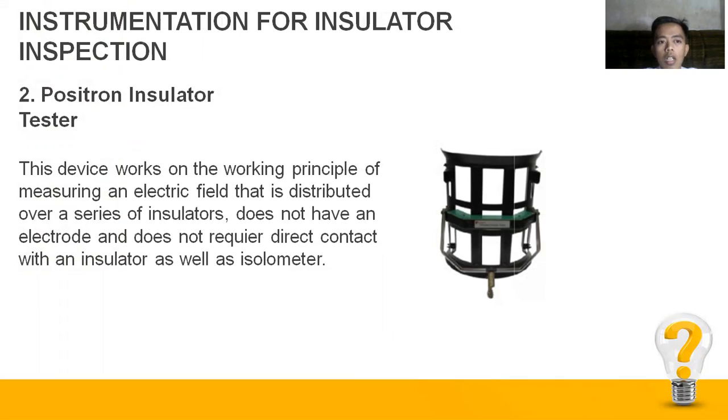For the second, this is a Positron insulator tester. This device works on the principle of measuring an electric field that is disturbed over a series of insulators. It doesn't have an electrode and doesn't require direct contact with the insulator, so this Positron insulator tester is different from the previous insulator tester. But it uses a probe mounted on a type of slide that makes it easy to slide the probe across the insulator.